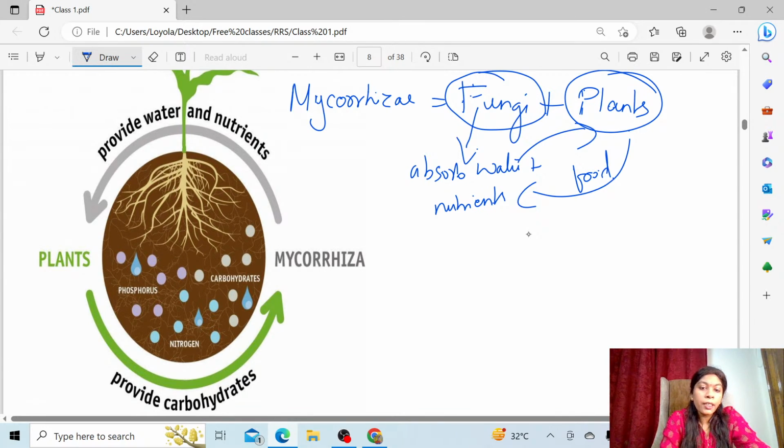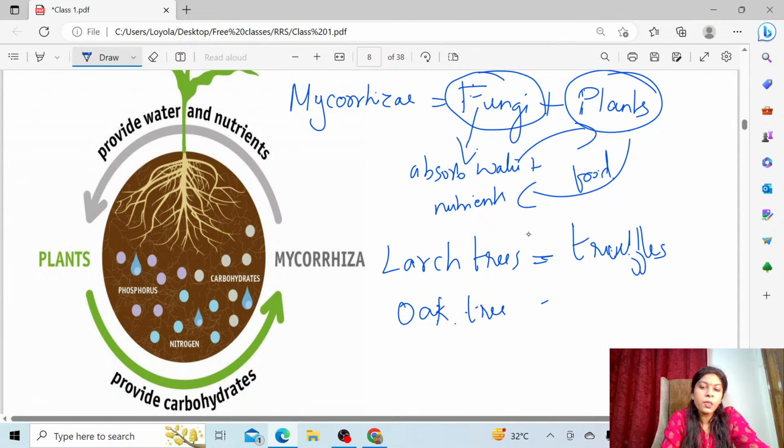For example, you can take large trees. When you are going near a large tree, digging the mud, you will find the fungi, mycorrhizas. Like truffles, very tasty mushrooms. In the same way, if you go near the oak tree, you will find bolets. This is also a fungi only. These are some examples I can give for this association, mycorrhizae.